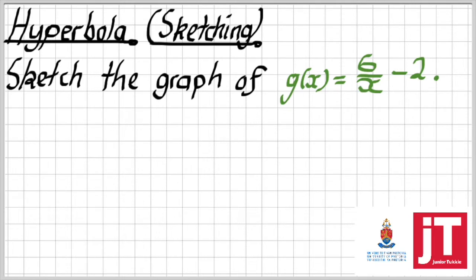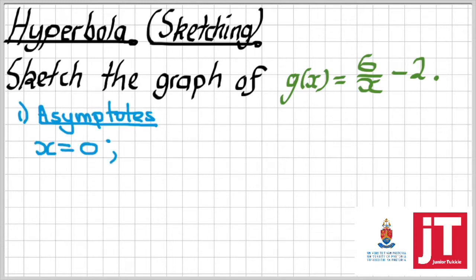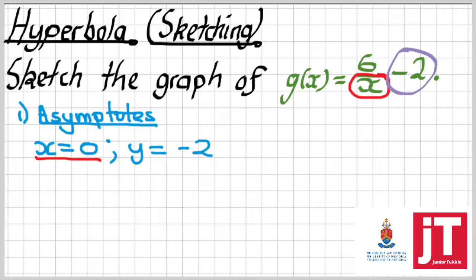Remember, the first asymptote is x is equal to 0. I've already explained how we get that: we equate whatever we have in the denominator to 0, leading to x is equal to 0. And we know the other asymptote would be y is equal to that q value. So the second asymptote is y is equal to negative 2.